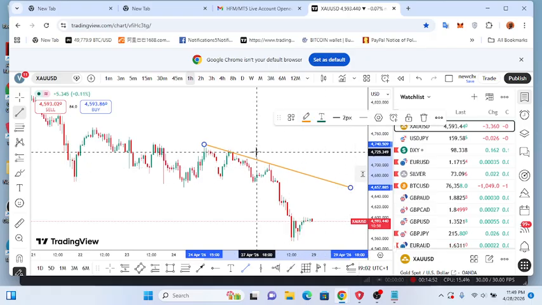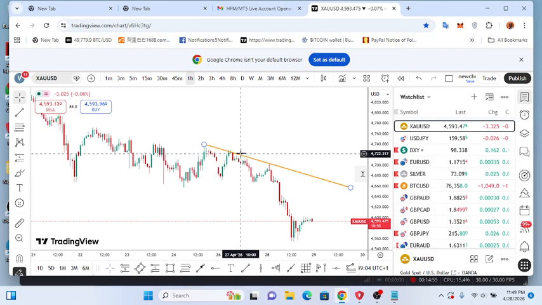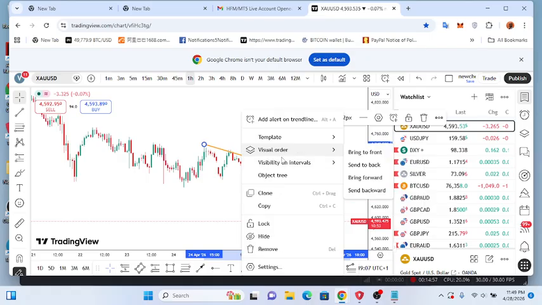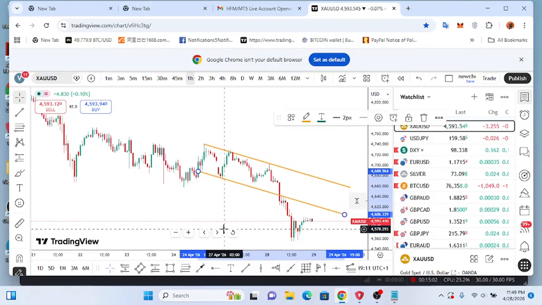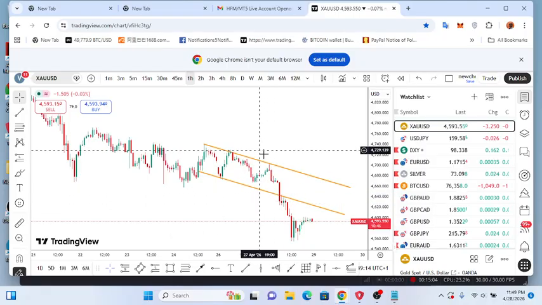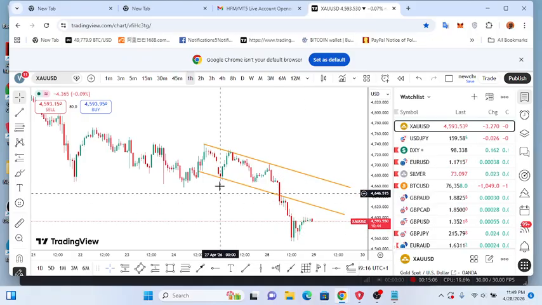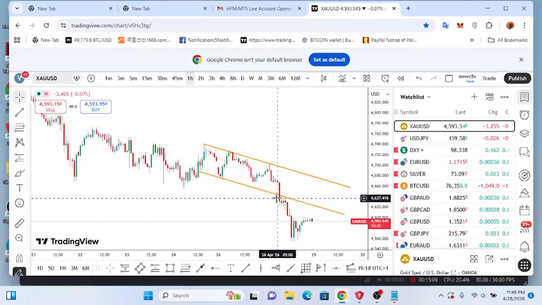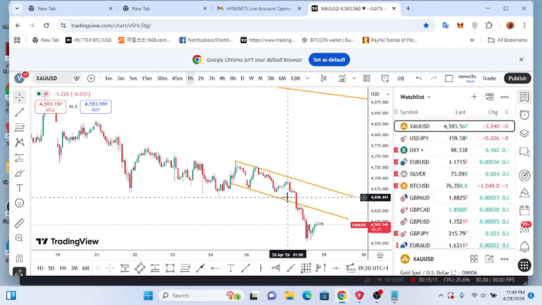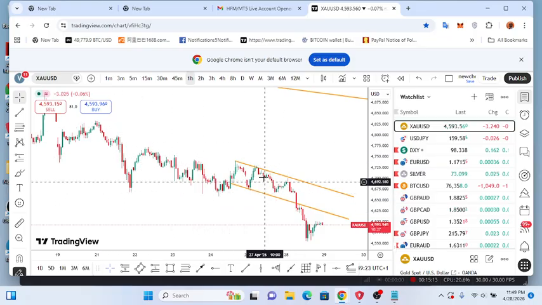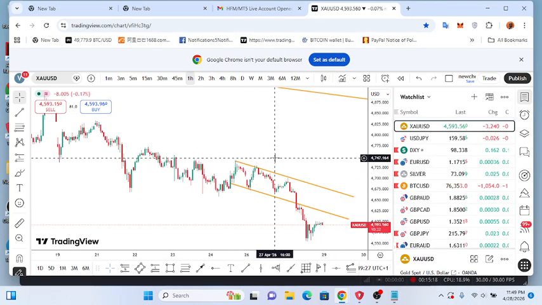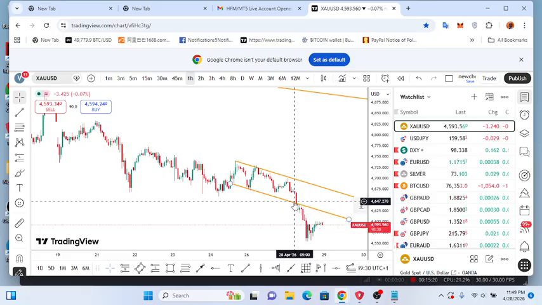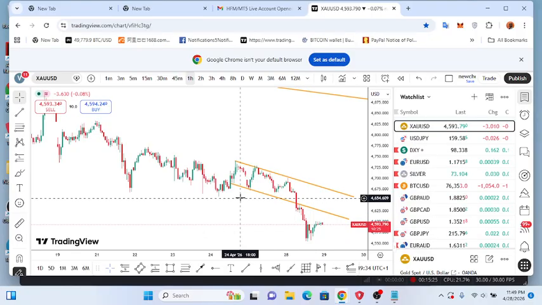Okay, okay, and I clone it, I place it here. The market didn't even give any opportunity. Okay, I'm looking at this current market price as we speak. There's no opportunity. It's supposed to give you an opportunity here, but there's nothing.